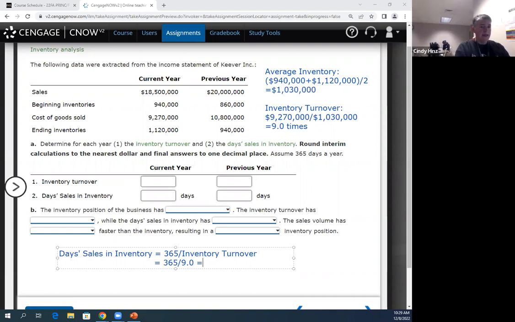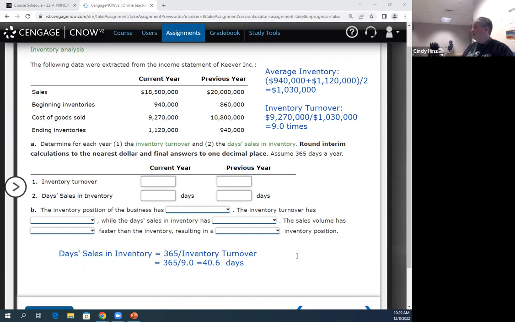365 divided by 9, we're asked to round to the nearest one decimal place. And so 40.6, and I should have put a label on there, 40.6 days. So a couple different ways of interpreting that number. On average, it takes us 40.6 days to sell our inventory.